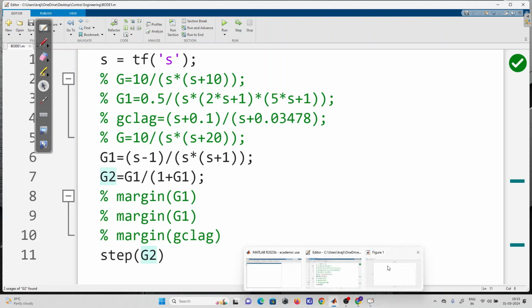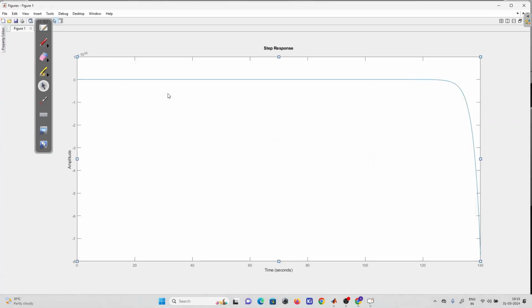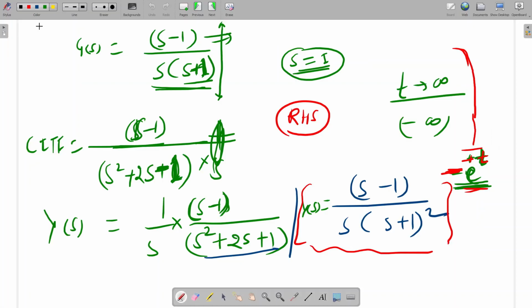Where is it going? It is going to minus infinity or some minus value. Minus infinity only. One second. It's going minus infinity only, I think. Sharply it is going, it means it will go to minus infinity only. Minus infinity it is going means there should be some exponential rise term. e to the power t should be there.